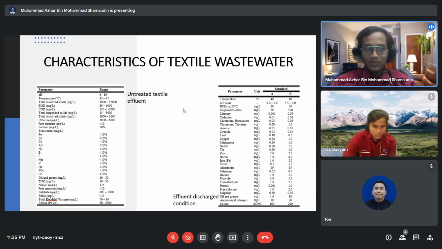It can be used back in the process, but due to the dye contained in the effluent itself, the color tends to change with the type of dye contained in the water. So, in order to use it back, you need to turn the color back into colorless for the color to be maintained in the process.